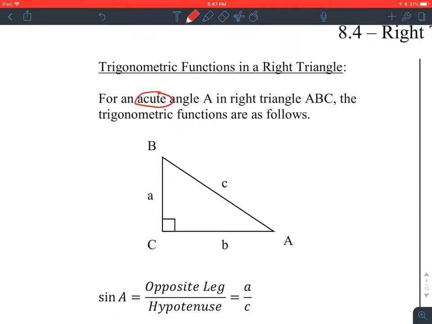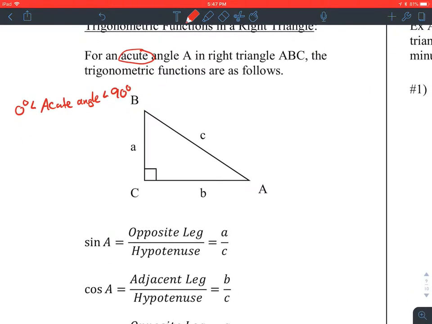What's an acute angle? Well, an acute angle has to be less than 90 degrees and greater than 0 degrees. An acute angle is bigger than 0 and less than 90. For an acute angle A in a right triangle, it has to be a right triangle. For an acute angle A in right triangle ABC, the trig functions are as follows.